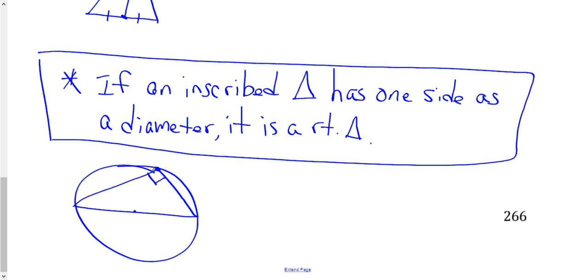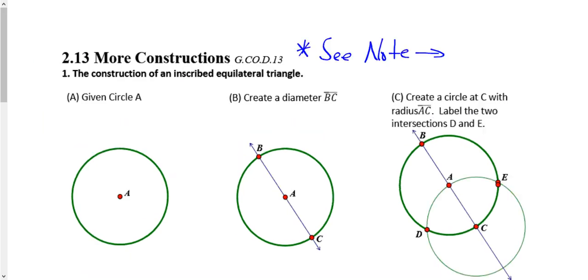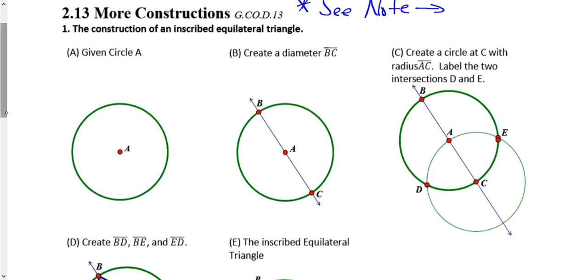Let's go back to a couple of these constructions. Okay, so our first one. We're going to construct an inscribed equilateral triangle. You know what inscribed is, right? Now, an equilateral triangle, what is it? All three sides are congruent, okay? So, like we normally do, I want you to look step by step here.